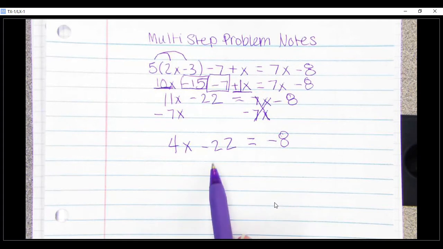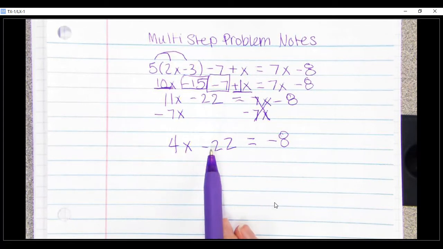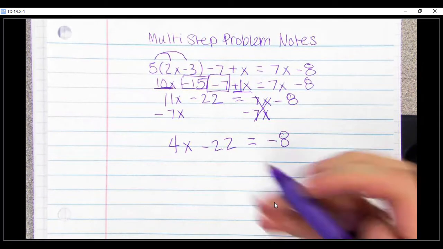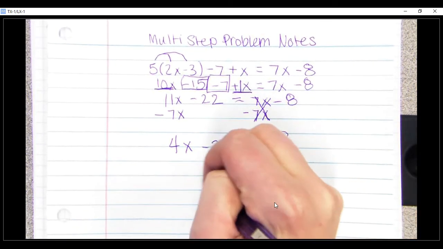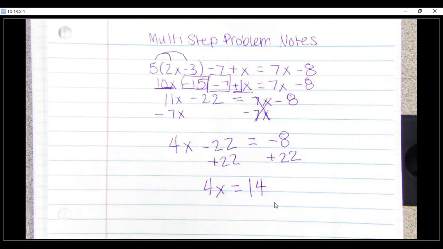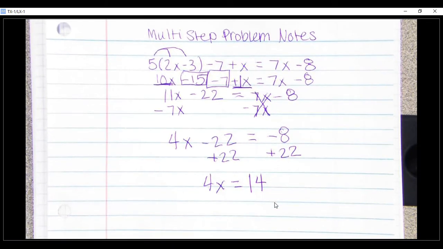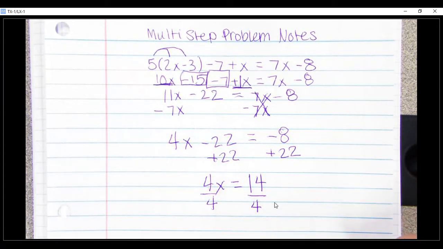So here I go. I need to get rid of this negative 22 because that's kind of that third wheel friend. I can get rid of that negative 22 by adding 22 on both sides of the equal sign. And I have 4x is equal to 14. Great. Now I finally got it down to one step. And I can get that one step done by dividing by 4 on each side. I'm dividing by 4 because 4 and x are multiplying, and the opposite of multiplication is division.